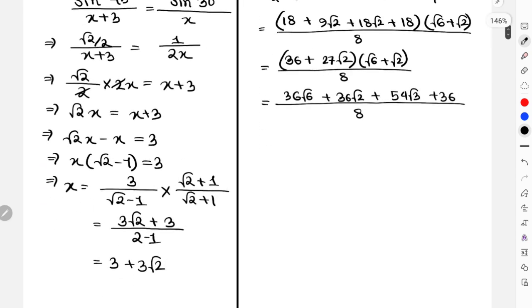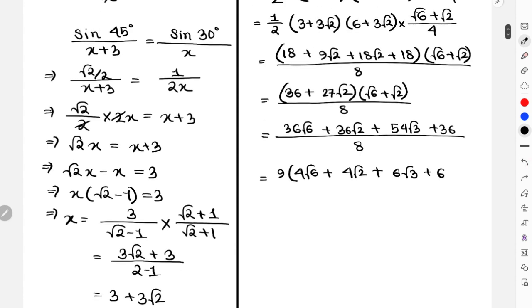From this part again, I can take from the numerator, I can now take 9 common. So if I take 9 common from the numerator, it will be 4 root 6, 36, right? Then 4 root 2, then 6 root 3, this will be 36, right? 36 is going to be 4, right? Wait, sorry, 1 minute, I made a mistake.